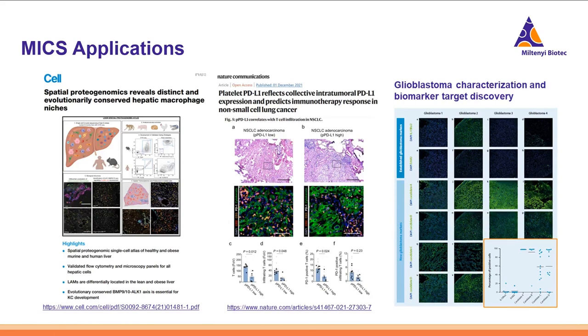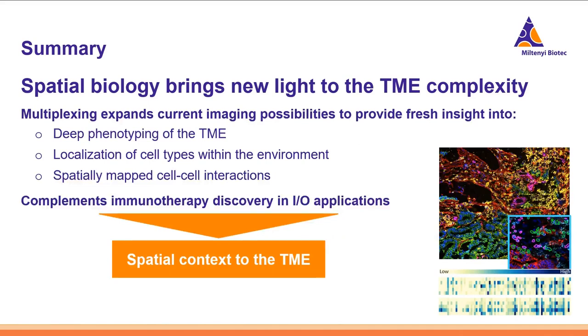So in summary, I hope that you can see how spatial biology has really been bringing new light to understanding the tumor microenvironment complexity. Once we started adding this multiplexing onto the current imaging possibilities that are out there, we're able to do a lot more and get a lot more information out of these single tissue sections, to do things like deep phenotyping and localize where those cells are within the environment. But also, importantly, spatially map the possibility of cell-to-cell interactions within this environment that can lead to different prognosis and progression of certain cancers.